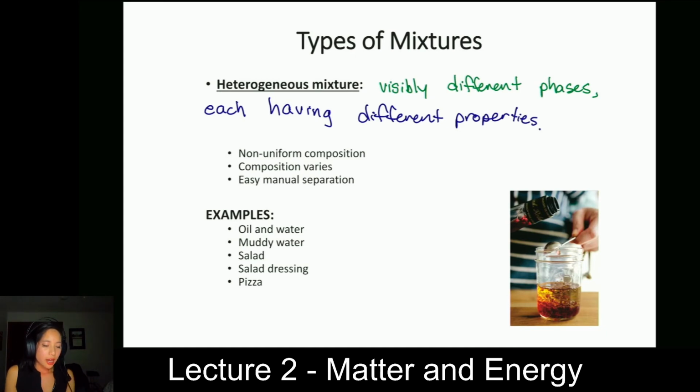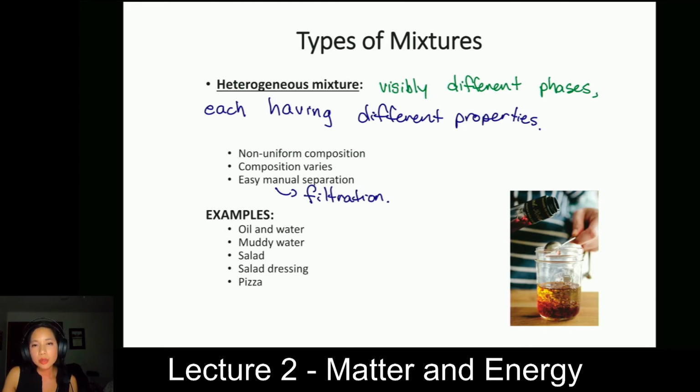So heterogeneous mixtures are not uniform throughout. It has a non-uniform composition. Its composition can vary, and you can easily manually separate heterogeneous mixtures through things like filtration. Or, I mean, if the pieces are large enough, you could just pick them out with tweezers or your fingers or something.